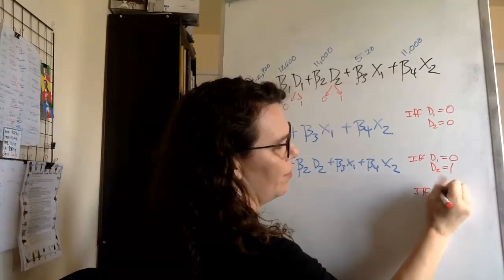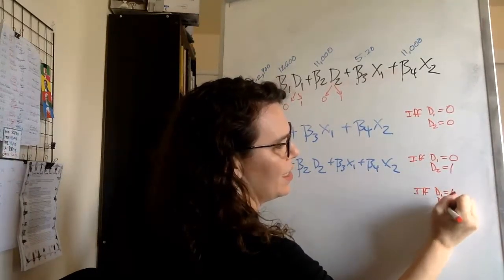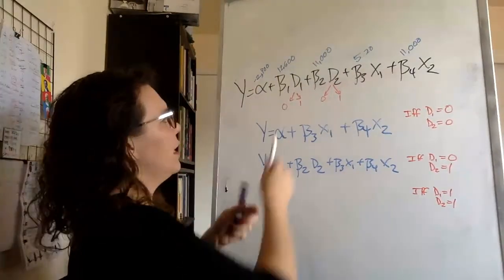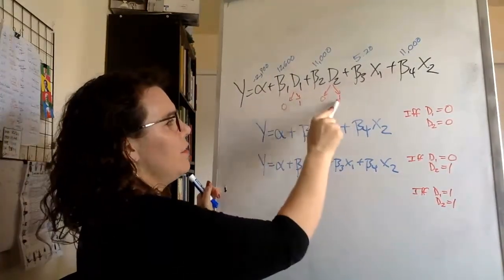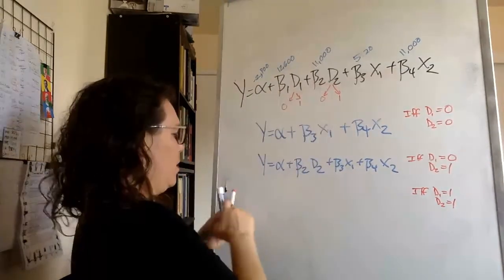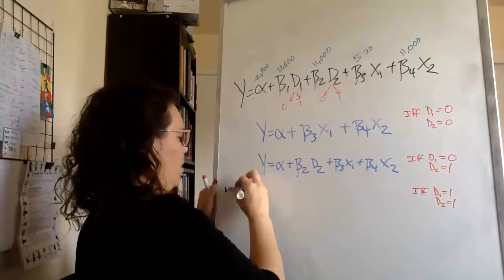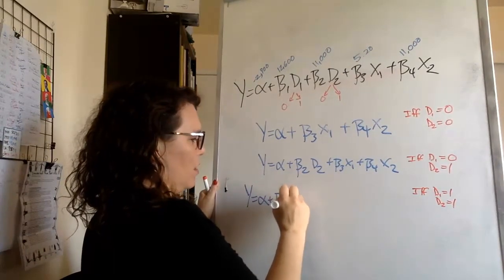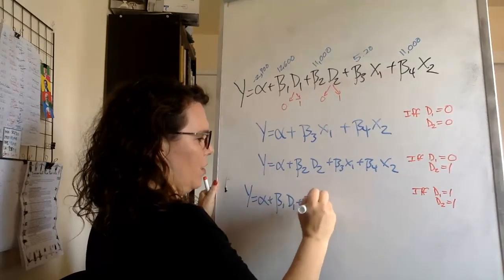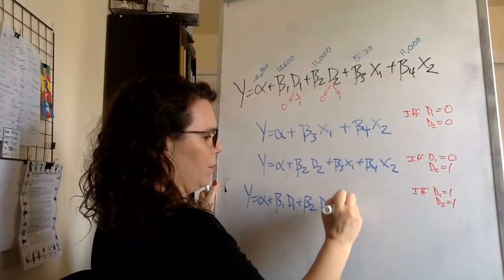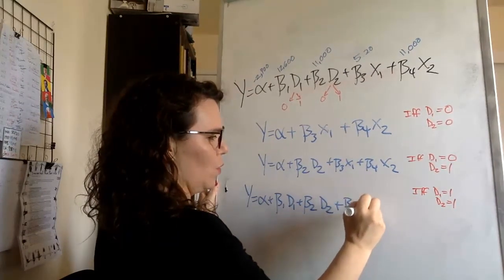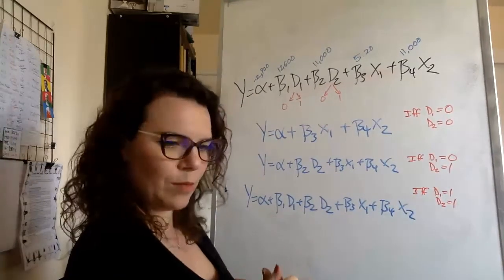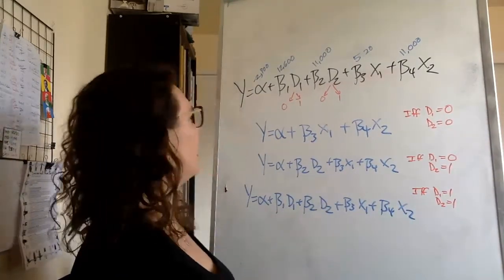If and only if D1 equals 1 and D2 equals 1, then we have the full equation. If this is 1, this stays in. If this is 1, this stays in. So now we get y equals alpha plus beta 1 D1 plus beta 2 D2 plus beta 3 X1 plus beta 4 X2.